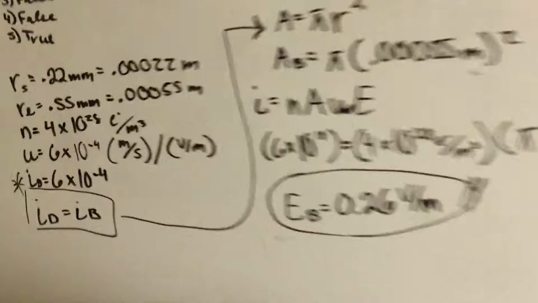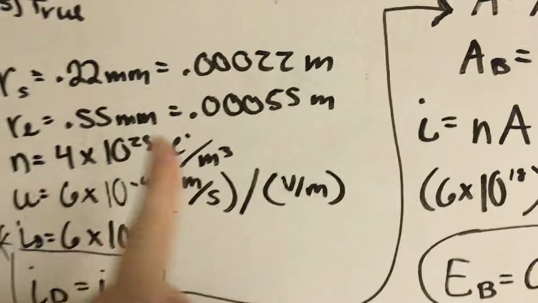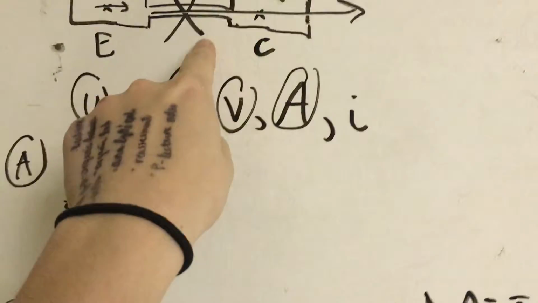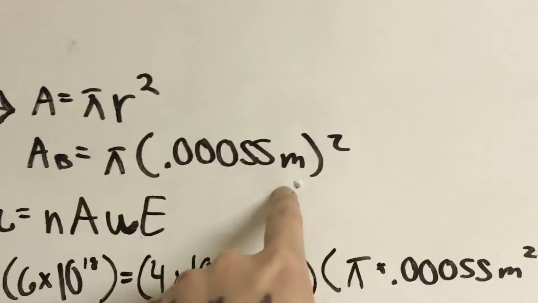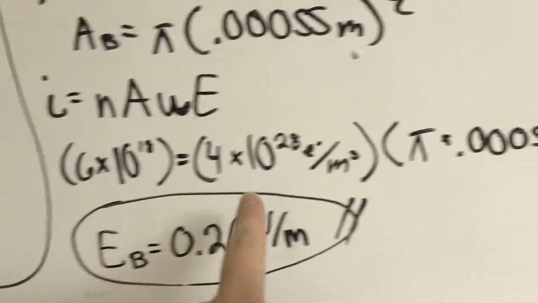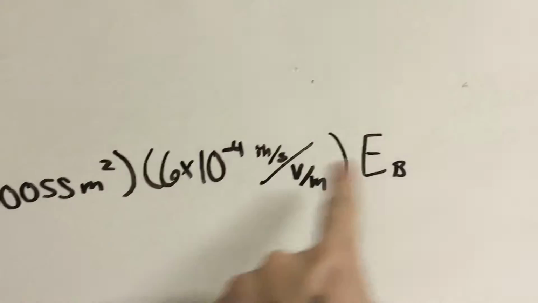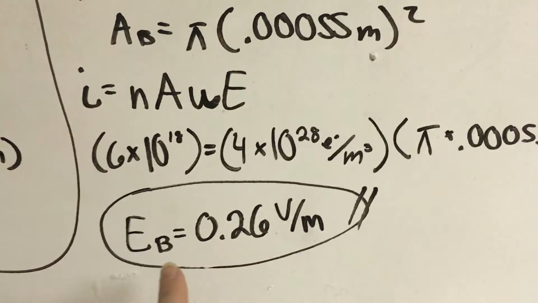It then asks, what is the magnitude of the electric field at location B? Well, since the current is the same for both, I can use the current passing through location D to plug in the I equals n A u E. A is equal to pi r squared, so I just convert my millimeters to meters and I plug everything in accordingly and solve for EB, and I get the magnitude of EB is equal to 0.26 volts per meter.